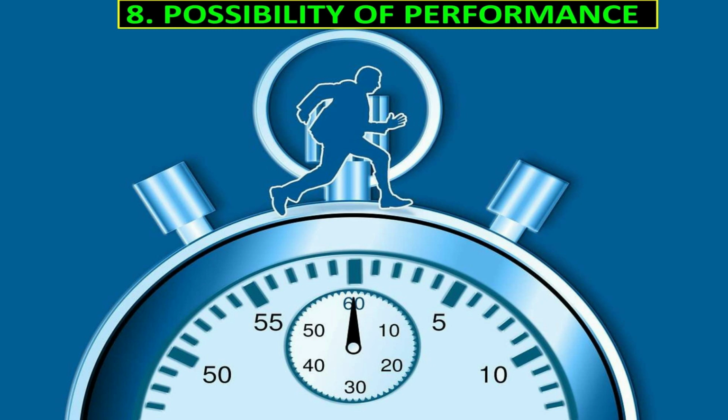Number 8, possibility of performance. The terms of the agreement must also be such as are capable of performance. An agreement to do an act impossible in itself cannot be enforced. Number 9, not to be void. The agreement must not have been expressly declared to be void.